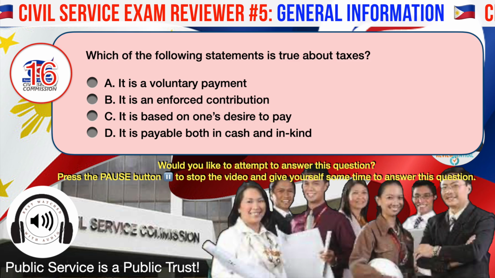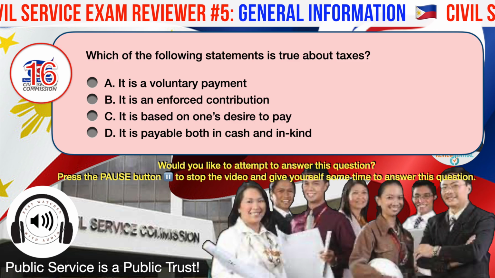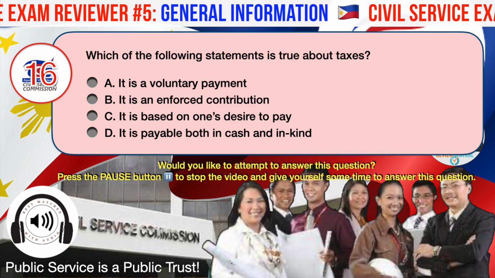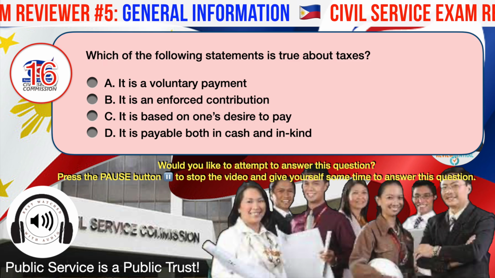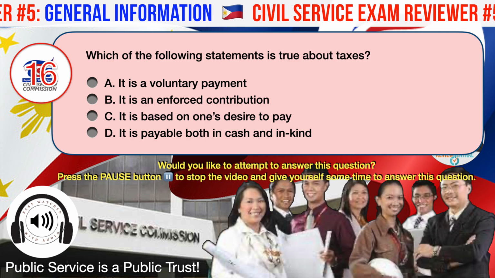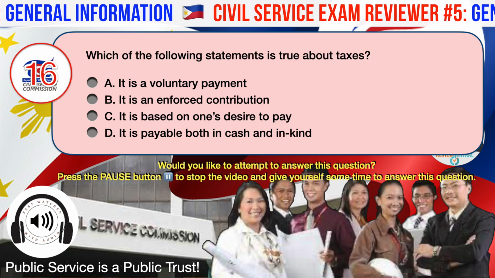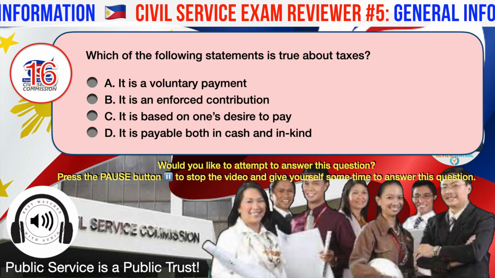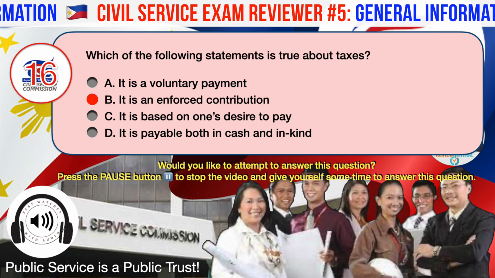Question number 16. Which of the following statements is true about taxes? A. It is a voluntary payment. B. It is an enforced contribution. C. It is based on one's desire to pay. D. It is payable both in cash and in kind. The correct answer is B. It is an enforced contribution.